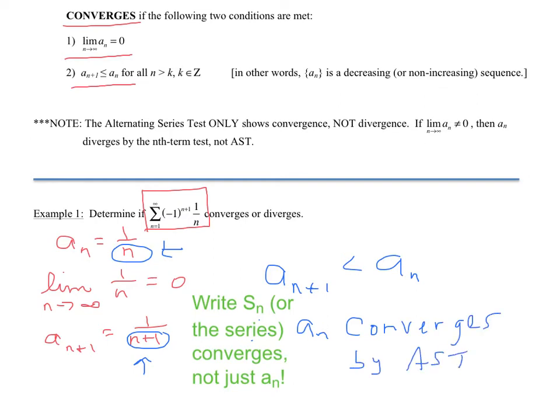If the first one had not been met, if the limit had not been met, we would say that it diverges by the nth term test. If the second condition had not been met, then we would not have been able to apply AST, and we would have gone and looked for a different test to run. So, all right, let's look at our next example.